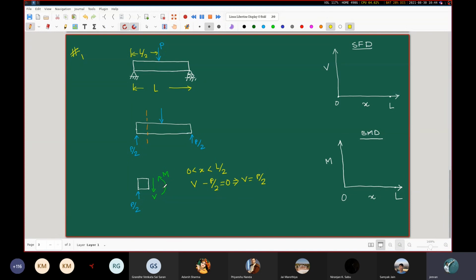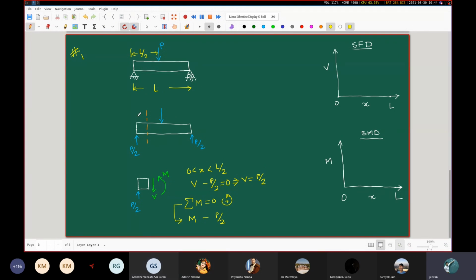Furthermore, you can also think of it like this: you are writing the entire moment equation, sigma M, maybe something like Mz equal to 0. Please note that this M is not the generic M from your first year BM. So sigma M is equal to 0, and we'll consider anti-clockwise to be positive. With this understanding, we can write from here that M minus P by 2 times what? Tell me. X. Very good.